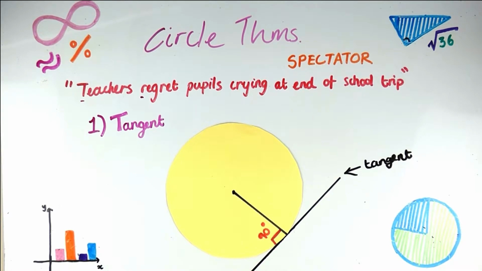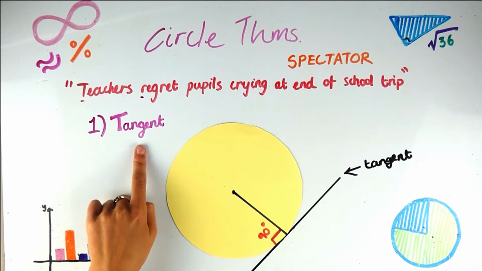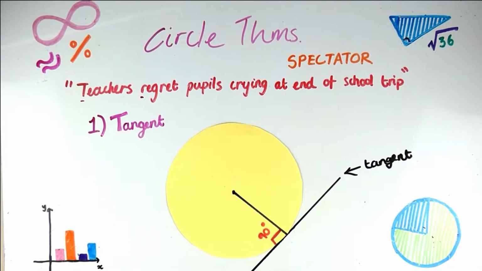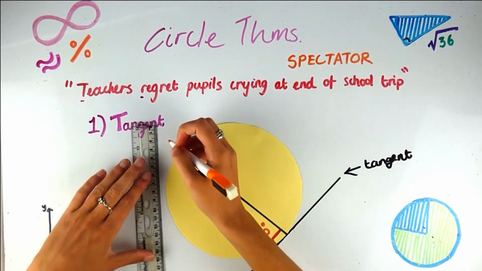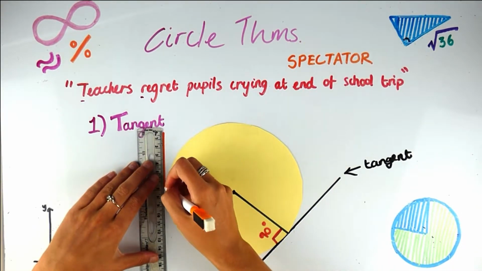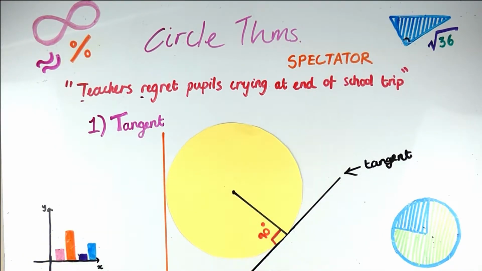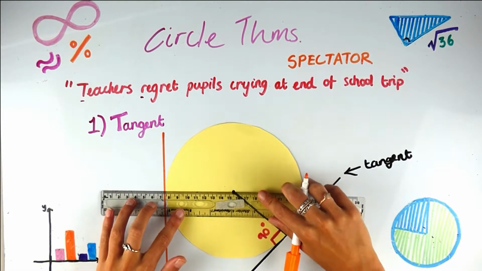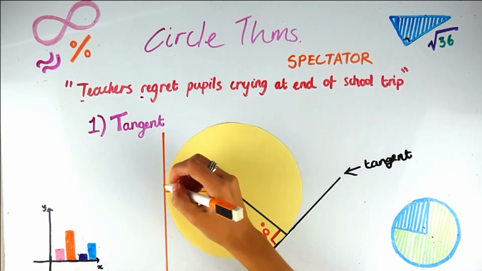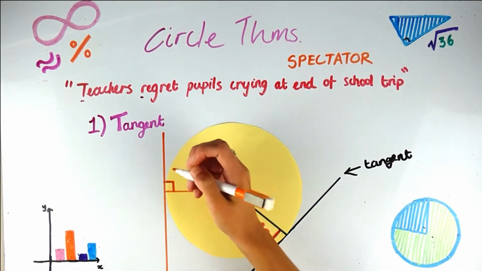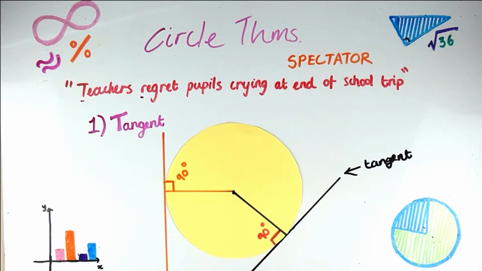So our first circle theorem is the T for Teachers, or T for tangent, and it is that when you draw any tangent to the circle, so a tangent is a straight line that just touches the circle, so let's do another one here, so that's a tangent, just touches the circle, and then you draw a line from the radius to the tangent. This angle here is always 90 degrees. So that's number one.